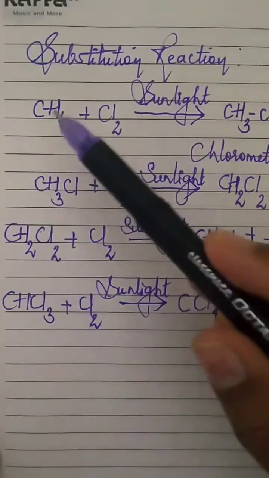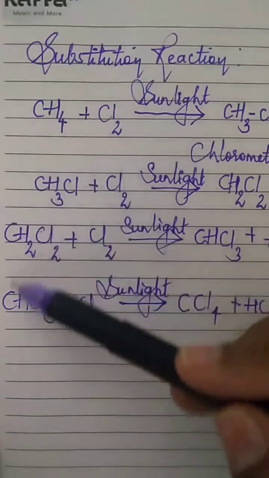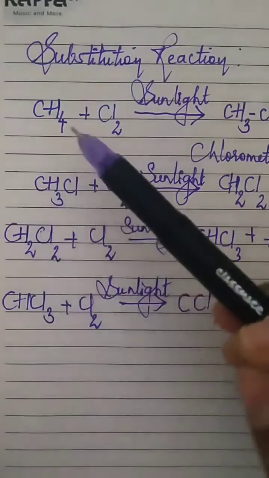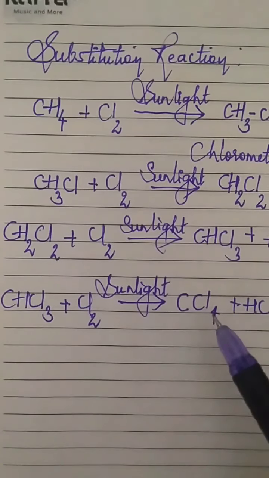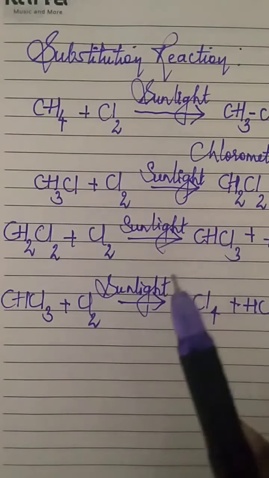So this whole set of reactions, 4 reactions we wrote for methane. All 4 reactions you have to write if they ask you, describe in brief about chlorination of methane. Okay, so till the last hydrogen is substituted by chlorine, tetrachloromethane. So this is called a substitution reaction. We did it with a simple carbon compound, methane.